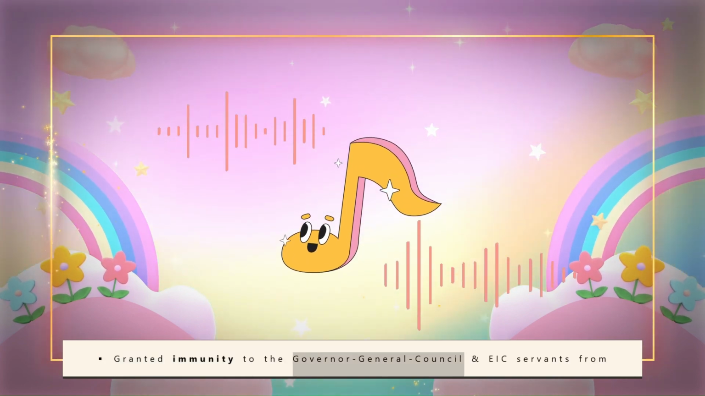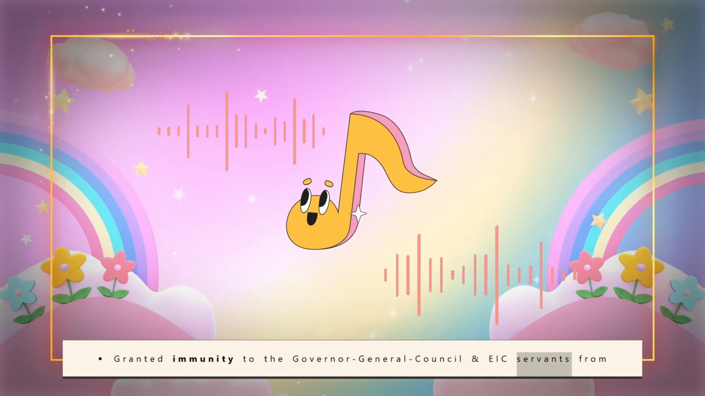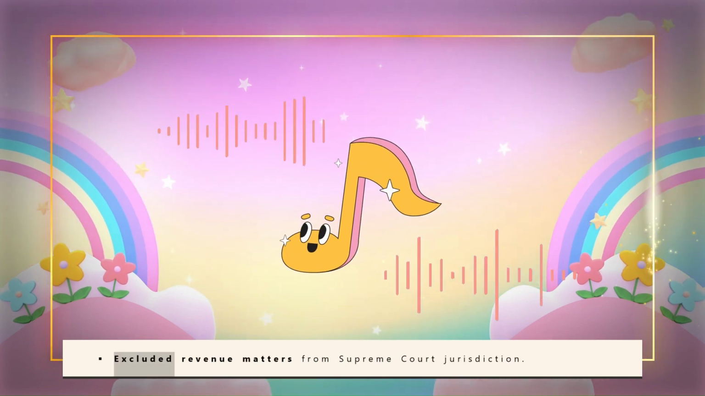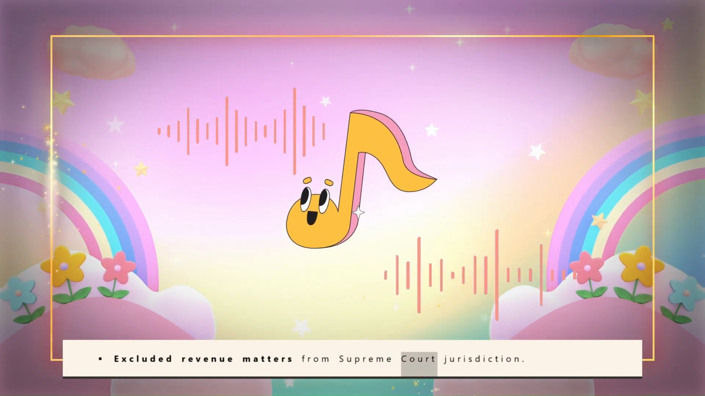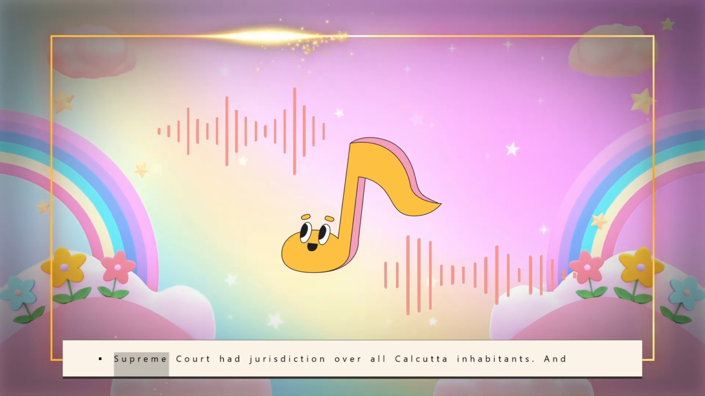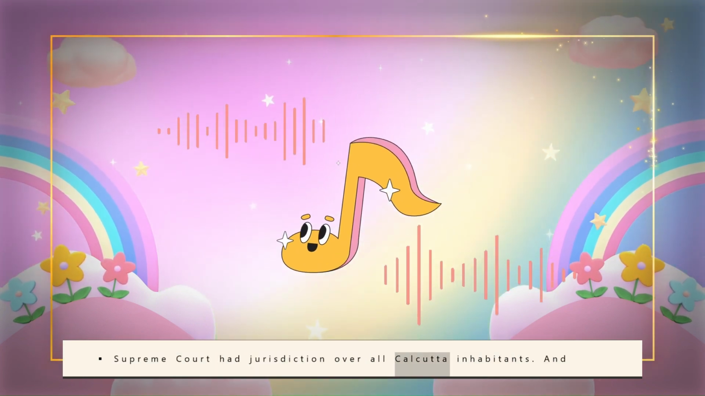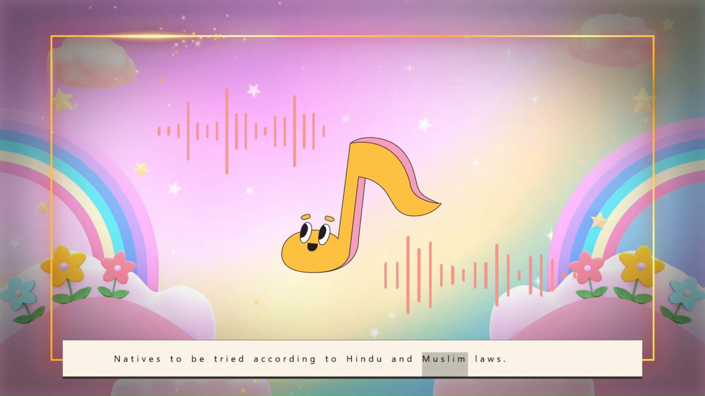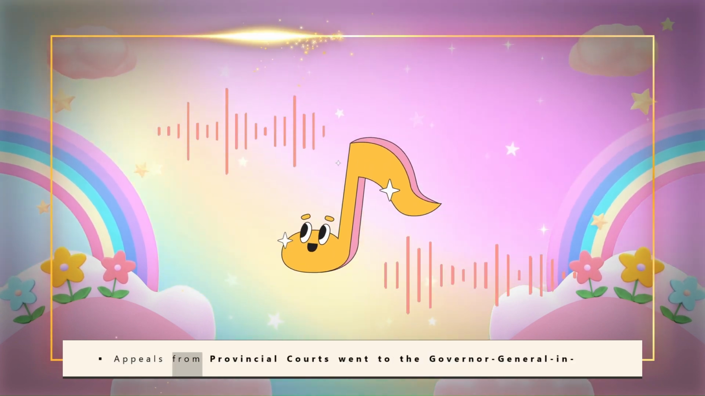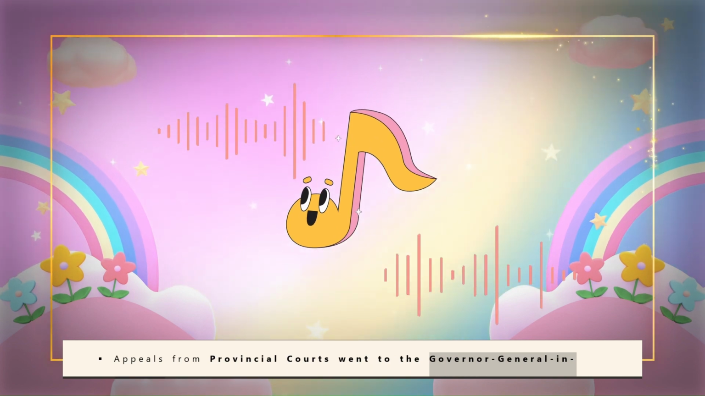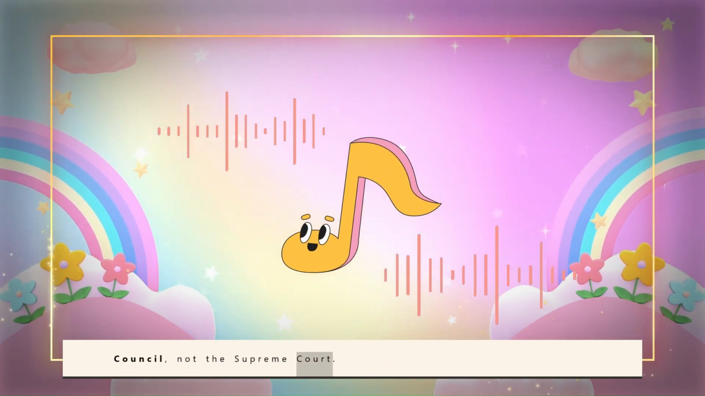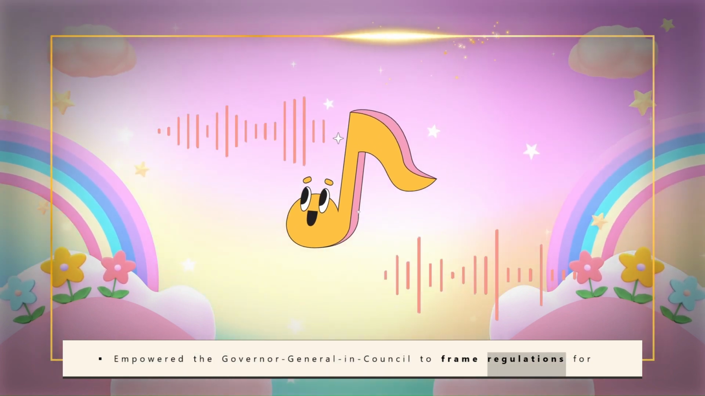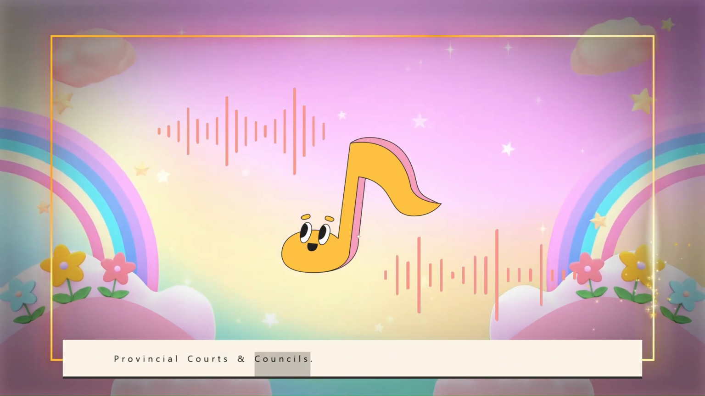Granted immunity to the Governor-General Council and EIC servants from Supreme Court jurisdiction for official acts. Excluded revenue matters from Supreme Court jurisdiction. Supreme Court had jurisdiction over all Calcutta inhabitants, and natives were to be tried according to Hindu and Muslim laws. Appeals from provincial courts went to the Governor-General in Council, not the Supreme Court. Empowered the Governor-General in Council to frame regulations for provincial courts and councils.